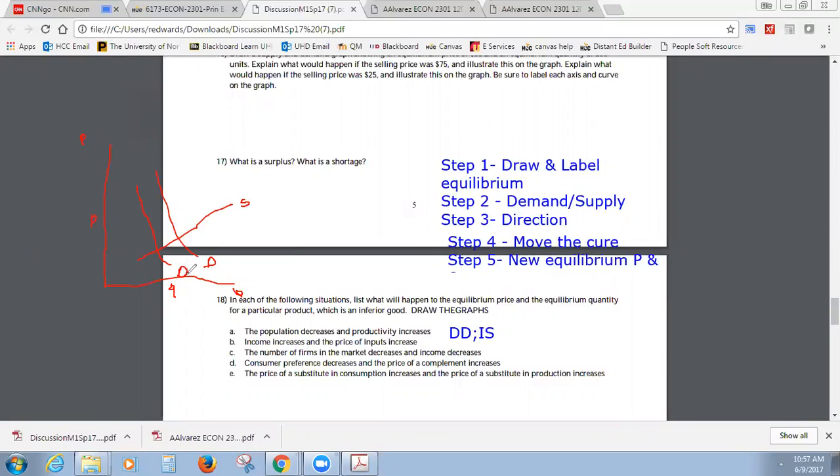And I'm going to label this one D1. And there's also an increase in the supply curve. So let's say the supply barely moved out. All right.